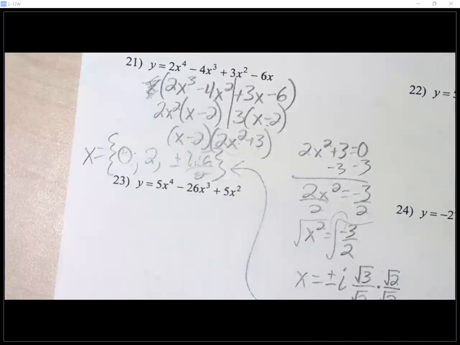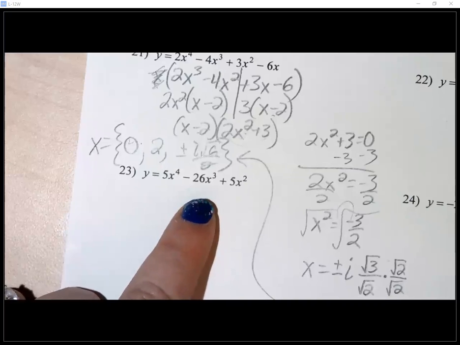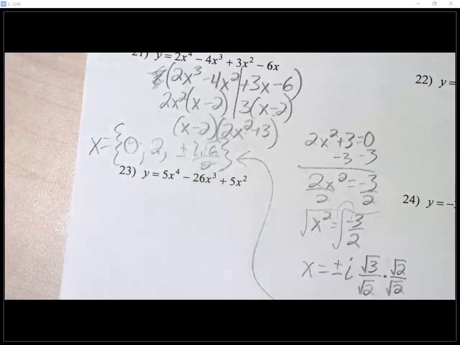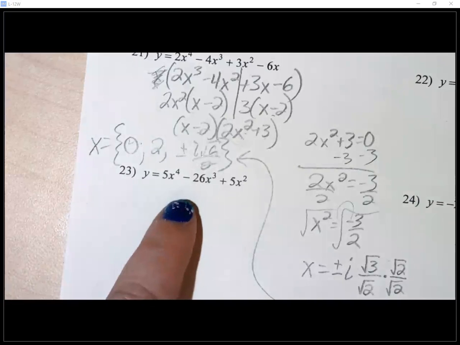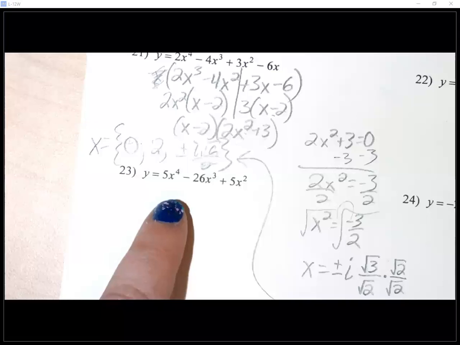Does that all make sense? Okay. Does anybody need 23? So look at 23. This one, you pull out an x squared, so you get 2 of your answers right away. You get 0 as a double root. It happens twice. I wrote 0 dr, is that fine? That's fine, and that counts as 2. So you should have 4 total answers for number 23, but 2 of them are zeros.